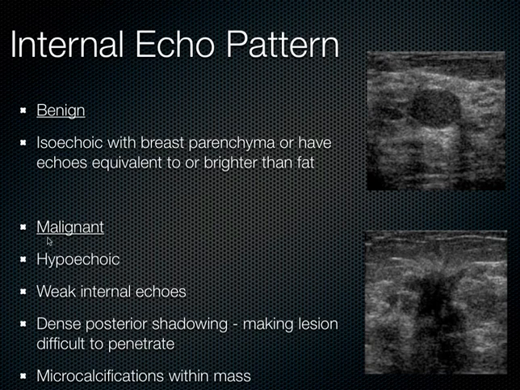Okay, so that's one major obvious way to determine the difference between these masses. It's hypoechoic with very weak internal echoes, and then there's often shadowing posteriorly. This makes the lesion harder to penetrate because of the material these malignancies are made up of, which causes more shadowing. And sometimes there are even microcalcifications within these masses that obviously also cause more shadowing. So benign, more isoechoic; malignant, hypoechoic.